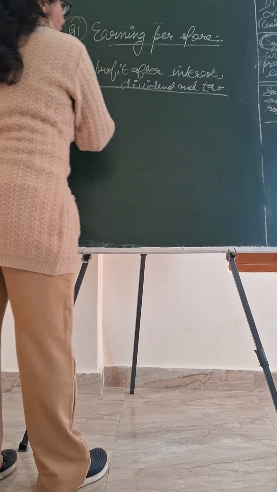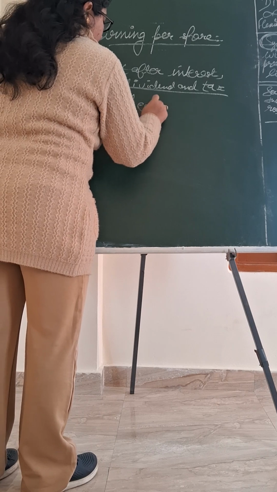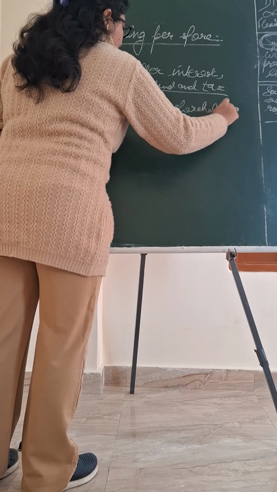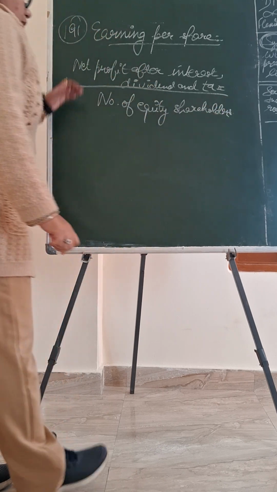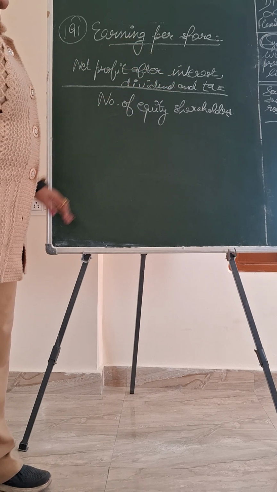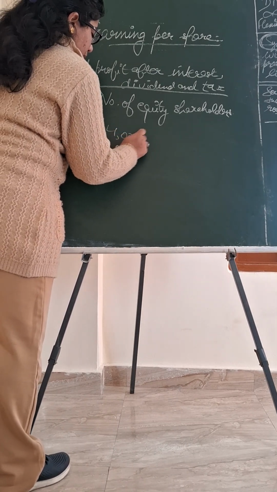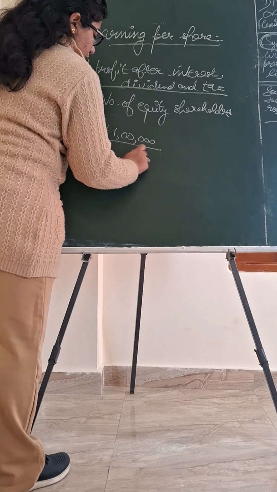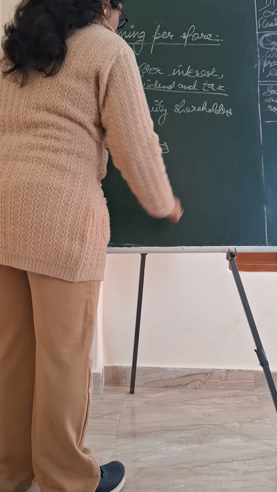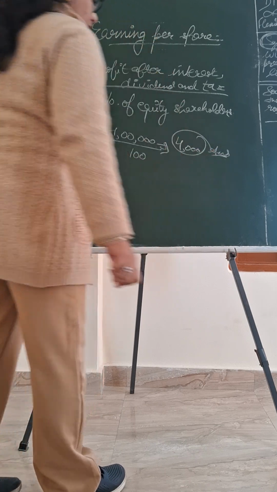divided by number of equity shareholders. So how do we calculate? We will take all the figures after all the interest, tax and dividend have been paid and number of equity shareholders. The answer will be earning per share. For example, the value is 4 lakh, number of equity is 100. Then what is the earning per share? Earning per share will be 4,000. This is the miscellaneous figure I have taken as a question.